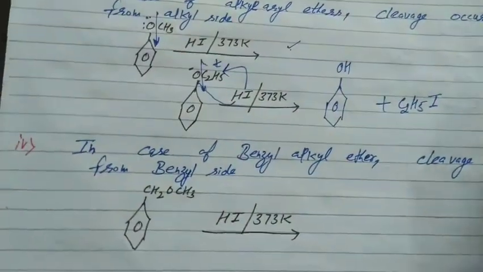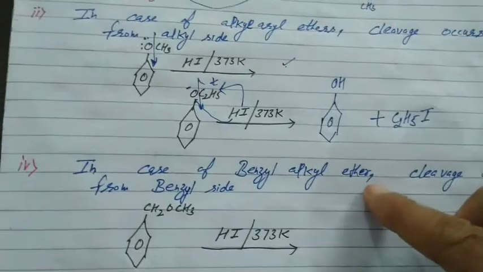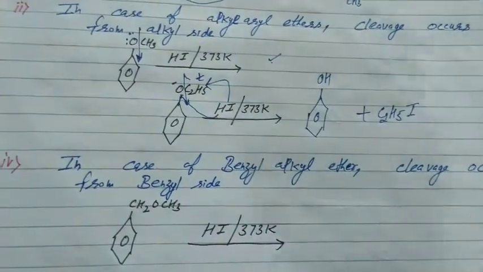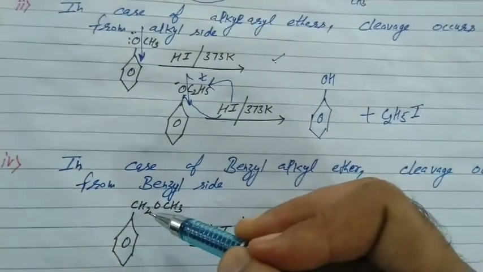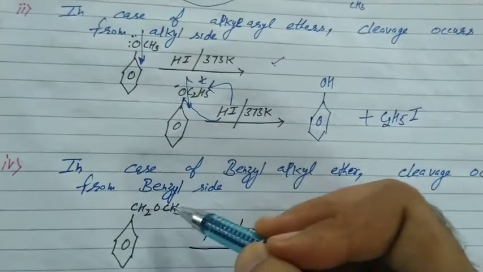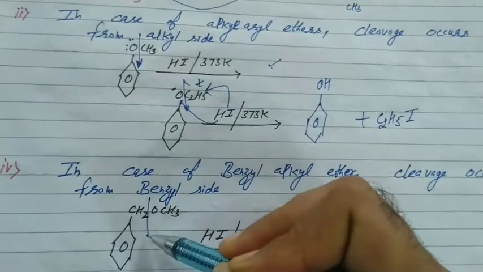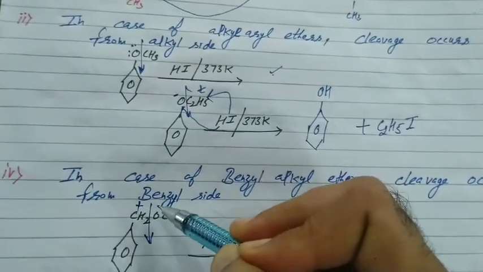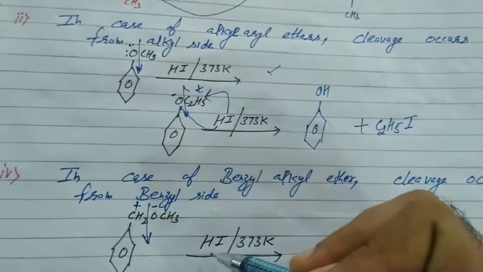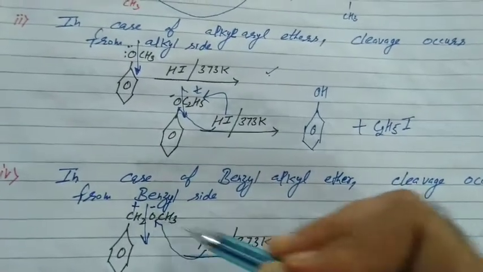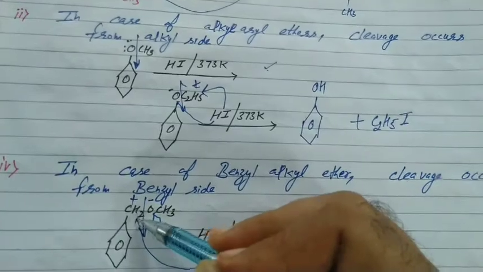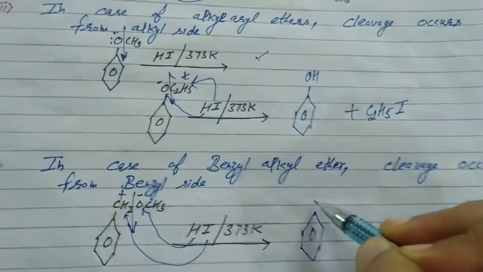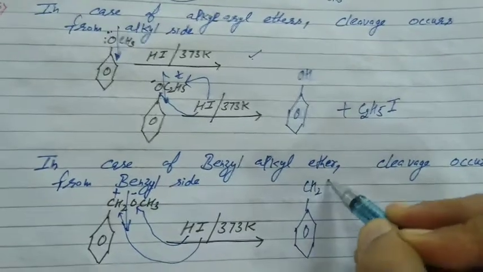After this, students, next key point. In case of benzyl alkyl ethers, cleavage occurs from the benzyl side. It is the benzyl group. When one H is replaced from toluene, we call it benzyl. It is a benzyl alkyl ether. Cleavage occurs from the benzyl side because the benzyl carbocation is stabilized by resonance. Oxygen is electronegative. H will approach oxygen and I goes to the carbocation. We got benzyl iodide, C6H5CH2I.